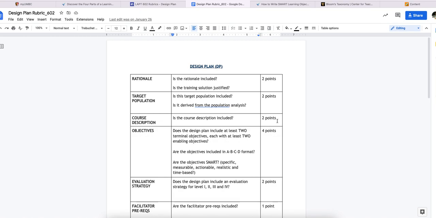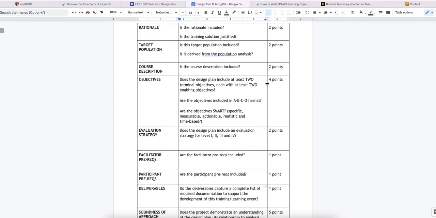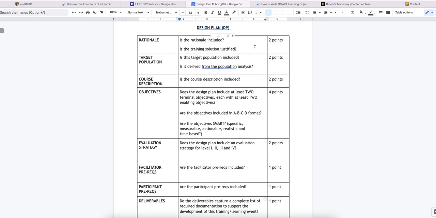Okay, so when we think about this design plan and what it is that you're writing, the rationale is the justification, right? Like why is this event necessary? Why do we need it? And think about this. It doesn't translate all that well necessarily to maybe a K-12 environment or even a higher ed environment, right?